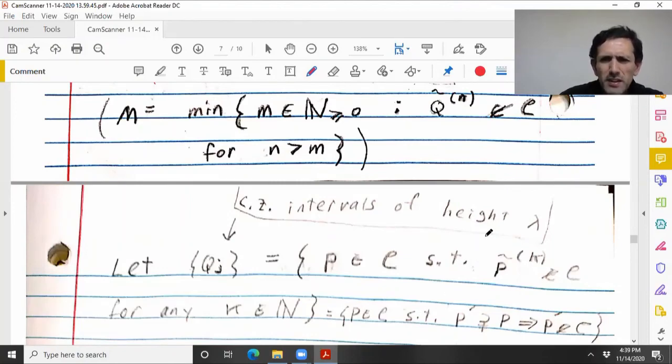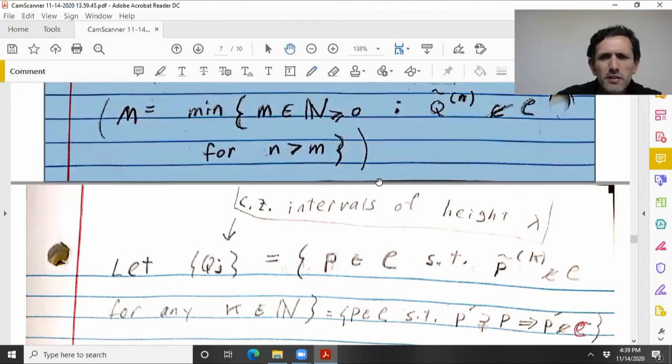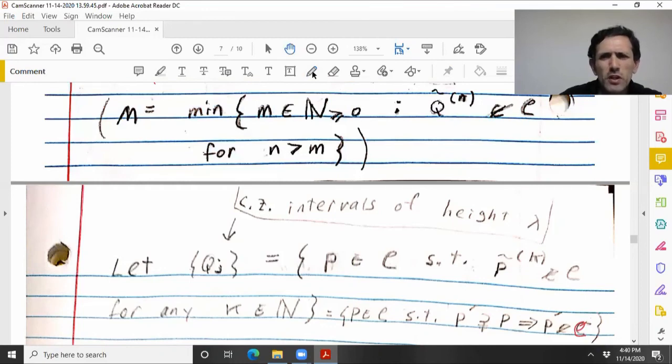And remember that any dyadic interval P prime is strictly bigger than P precisely if P prime is a kth generation parent of P. So you can also write this as the set of all P in script C that are maximal. Meaning, for any larger dyadic interval P prime, P prime is not in script C. And these are called Calderon-Zygmund intervals of my function f of height lambda.